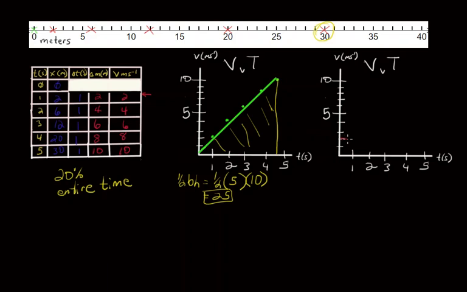For the first second, it averaged 2 meters per second. For the second, it averaged 4 meters per second. For the third, it averaged 6, and then 8, and then 10.